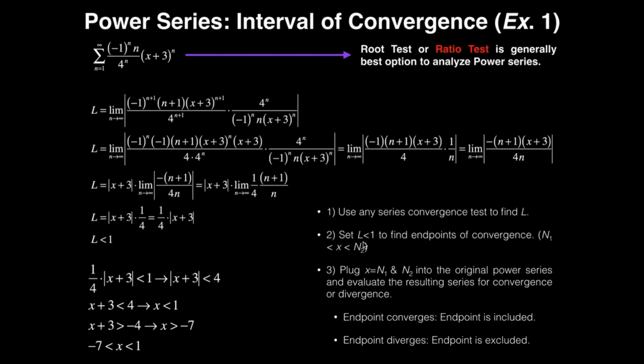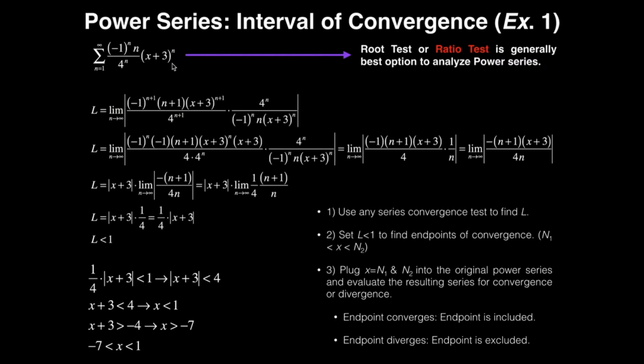We're going to set that limit L to being less than 1, and that's going to allow us to find endpoints of convergence. So it turns out that, remember with power series we have both n and x, but we're really concerned about this x. So it turns out that for only some given values of x, so a range or an interval, only within that interval of x values will the power series converge.